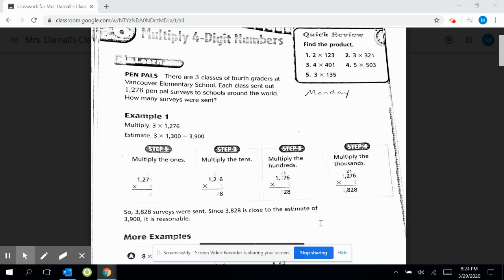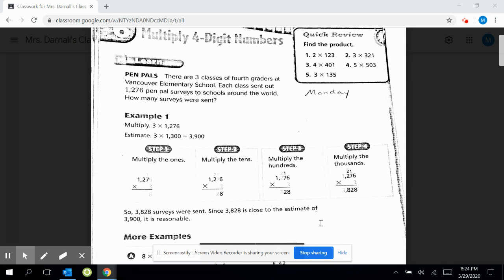Good morning, Peter. We are going to talk today about multiplying four-digit numbers, and I don't think that this should be any problem for you because you got really good at multiplying three-digit numbers, and multiplying four-digit numbers really isn't any different.